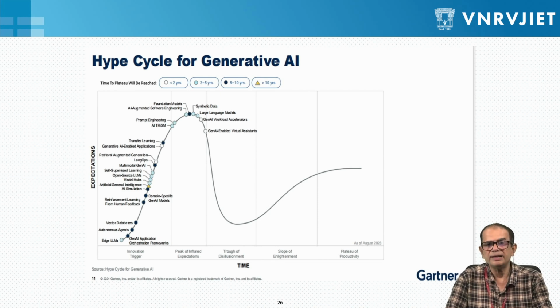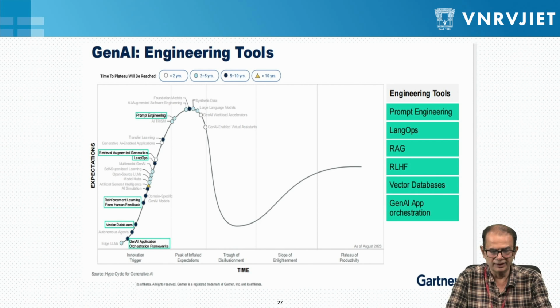So in the hype cycle also, we are basically having generative AI on the top of the hype cycle. Now, what are the different tools which are there for generative AI? The tools are prompt engineering and language ops, the RAG, and the vector databases, and so on and so forth, that Gartner has basically defined.